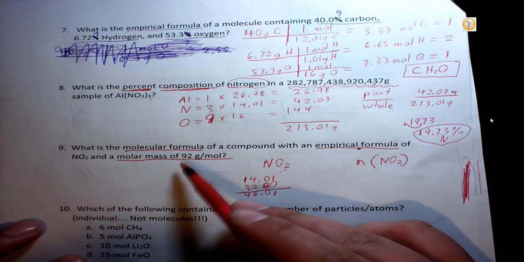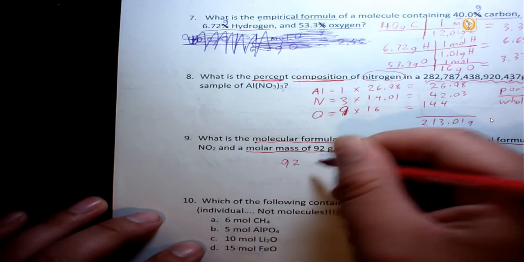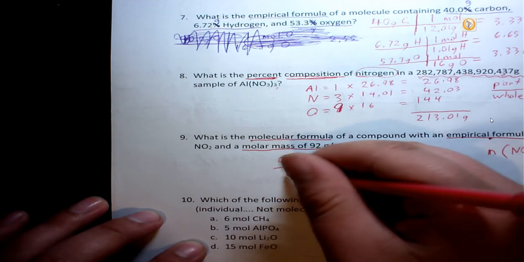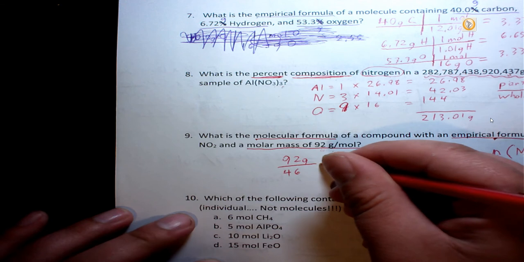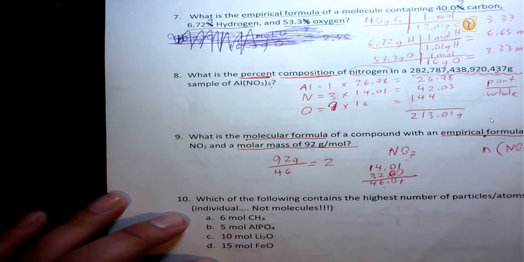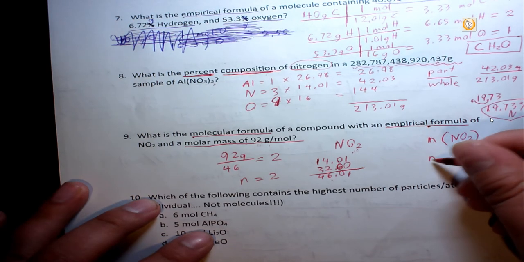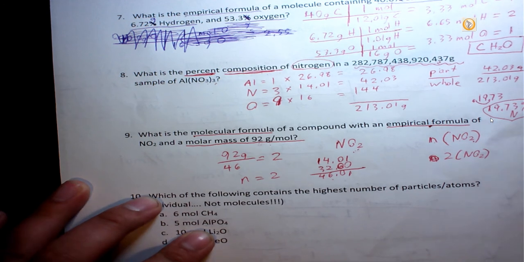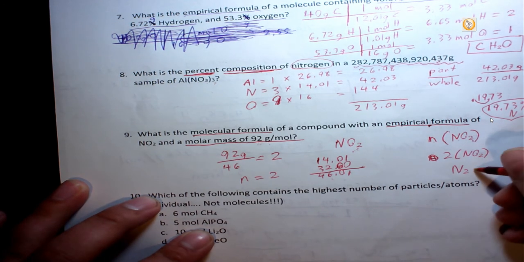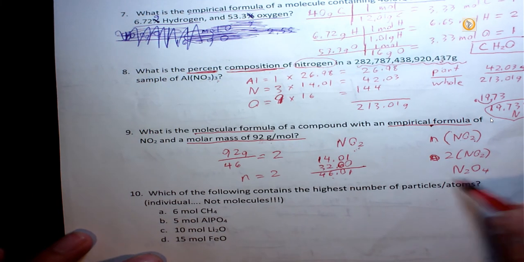Now, what we're going to do is compare that to our molecular mass. So we want to see how many times larger this is than this. For us to do that, all we do is divide. So 92 grams divided by 46, and I'm just going to leave off the 0.01 because it's going to come out to a nice clean 2 when we do it this way. So N is equal to 2. When we plug that in, we have 2 times NO2. That's just going to make it N2O4 when you multiply out. And that will be our molecular formula.